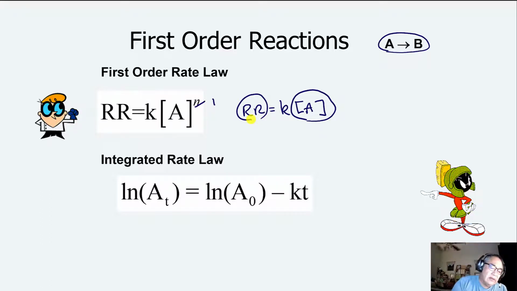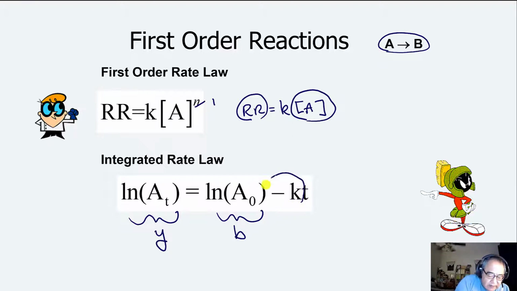When you integrate the rate law, it looks like this. It's a little bit messy. But we're going to think of this as y, and we're going to think of this as b. And this is m, and this is going to be your x. So again, it's this form of y equals mx plus b that we can look at.